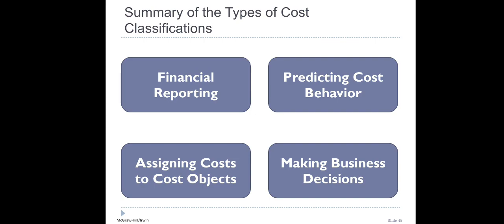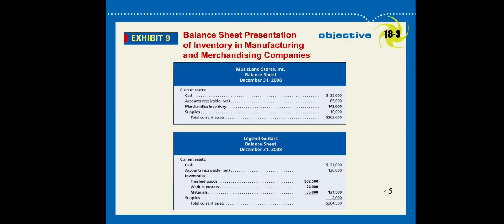Okay, this is the summary. All the categories of cost that I have explained can be summarized in these 4 categories: categories of cost for financial reporting, for predicting cost behavior, and for assigning cost to cost objects. For making business decisions, it is not included in your syllabus, so you don't have to worry about this. Okay, so this is one of the most important things in this topic.